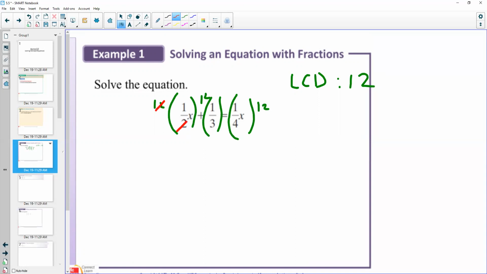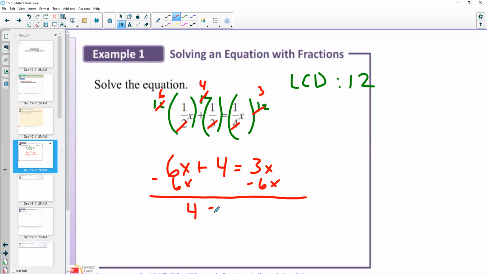So 2 goes into 12 6 times, 3 goes into 12 4 times, 4 goes into 12 3 times. But you have to collect what's left. So what I get here is 6x plus 4 equals 3x. Oh, that's much more pleasant, isn't it? Now you can solve that. It's just a regular old equation, right? Subtract 6x, so you can put all the variables on one side. 4 equals negative 3x, divide by negative 3. x is negative 4/3. And it's finished. That was it.